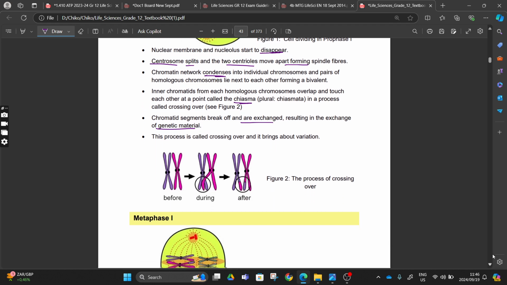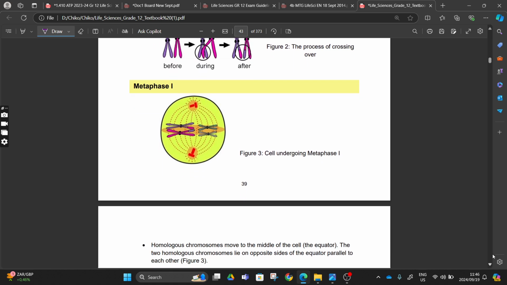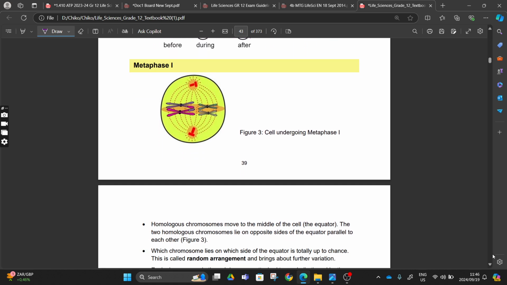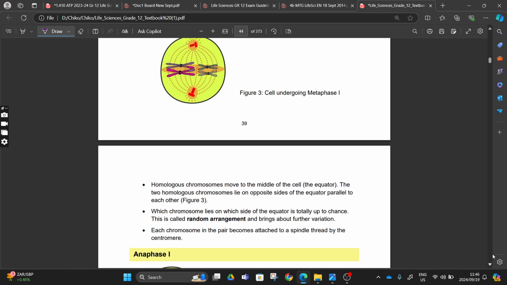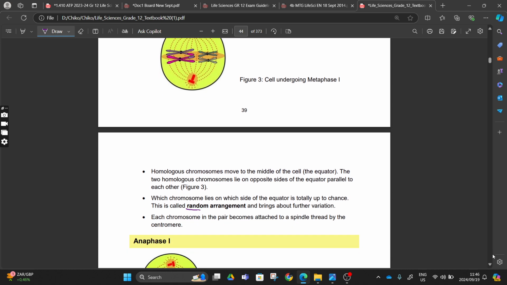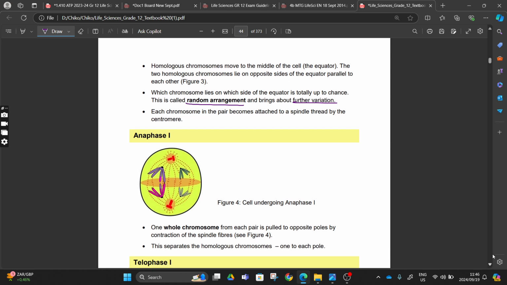As you can see, there's the process of crossing over, and we also have metaphase 1, where these 2 homologous chromosomes are arranged at the equator, and we have to understand that they are randomly arranged there, also to bring further variation. And then from there we have anaphase 1.